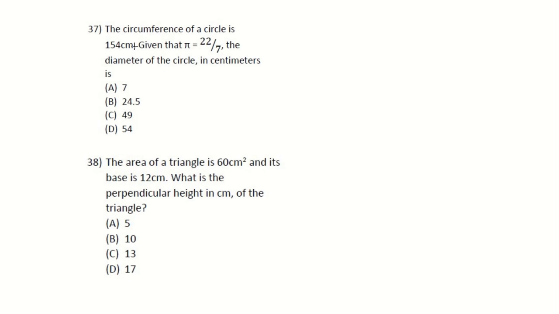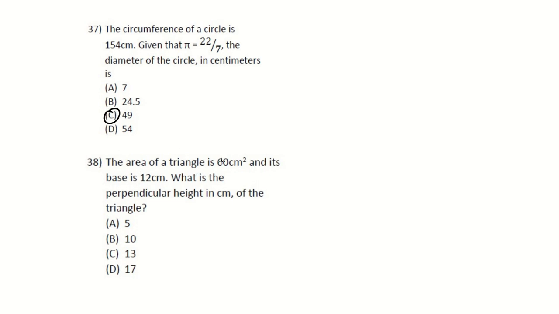The circumference of a circle is 154. Given that pi is 22 over 7, the diameter is... So this was a repeated question, and I believe we got the answer to be, was it 49? 22 over 7 multiplied. Yeah, 49. We did this question already.